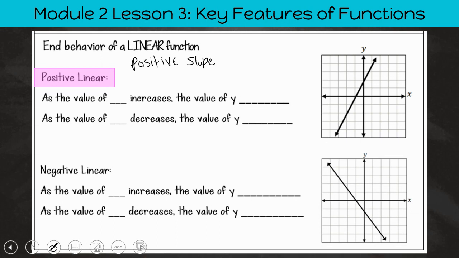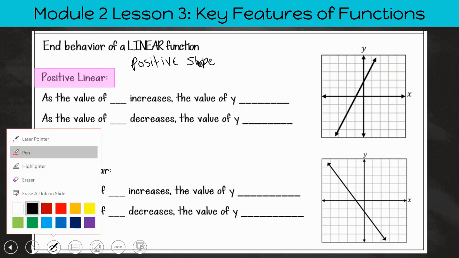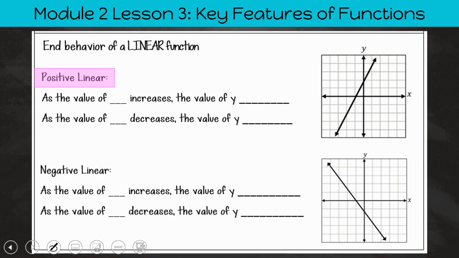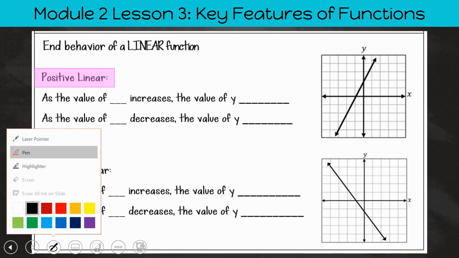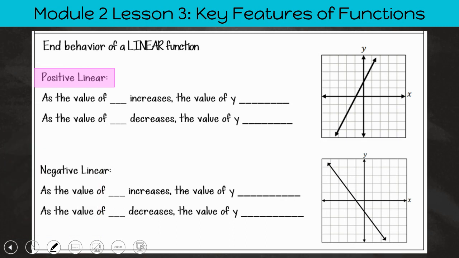Okay, so if it's a positive linear function, it has a positive slope. But most importantly, I've got to erase that because that just looks horrible. Really what we're looking at here is, where is this function pointing? Where is this graph pointing? Well, it's pointing up, so it's positive, okay?